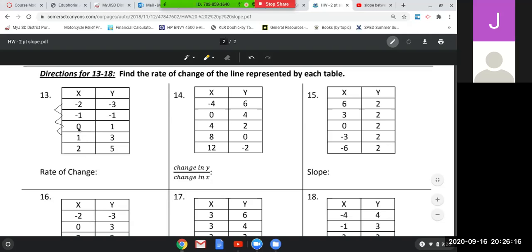Going from a 0 to a 1, we would have to add 1. So I'm going to add 1. And really, to go from a -2 to a -1, that's also adding 1. And going from -1 to 0, that's also adding 1. So we got something pretty consistent here. Let's see what happens here.